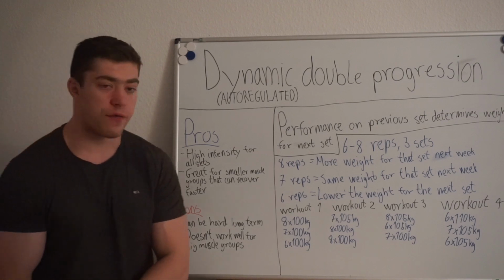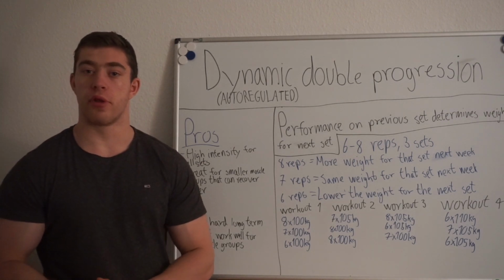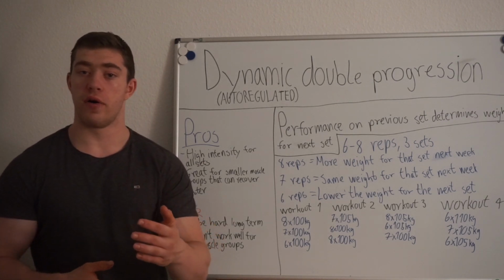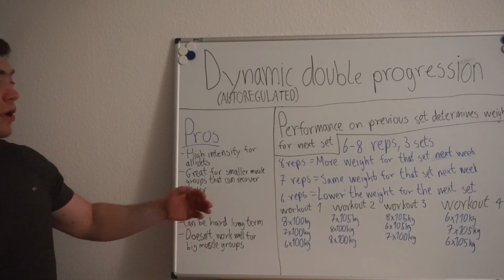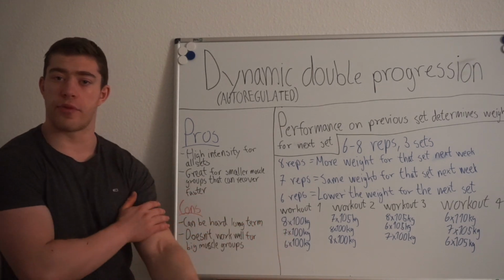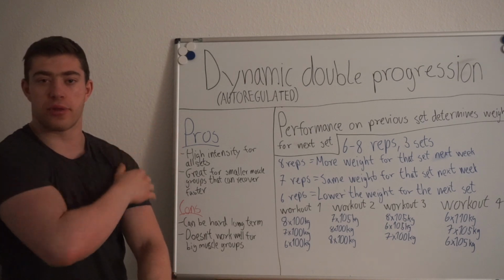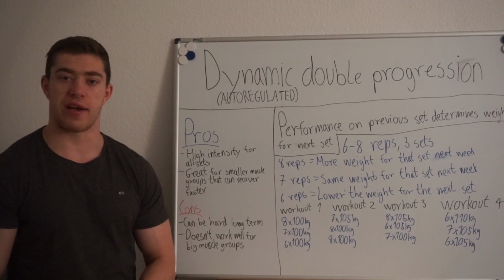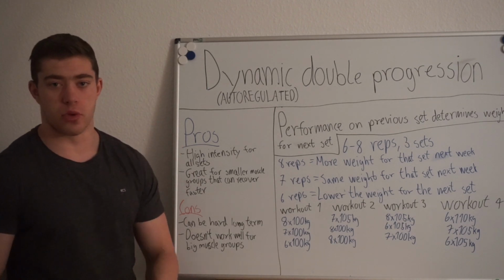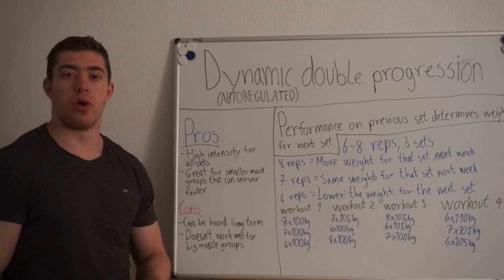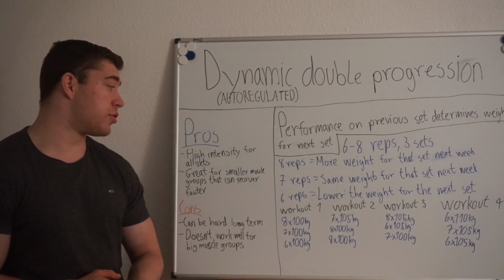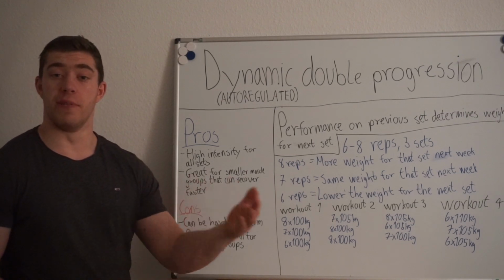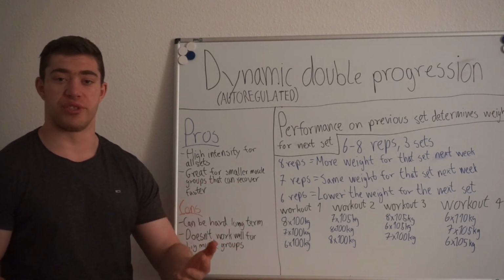which leads to the second pro. It is great for smaller muscles that can recover fast enough. So, for example, arms or delts, something like that, like lateral raises, bicep curls, tricep extensions, those kinds of things will definitely be able to keep up with this kind of progression.